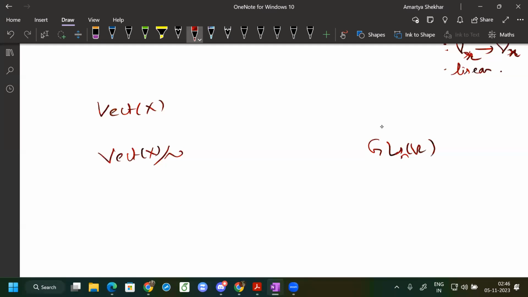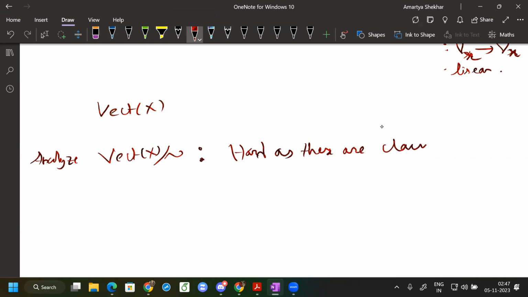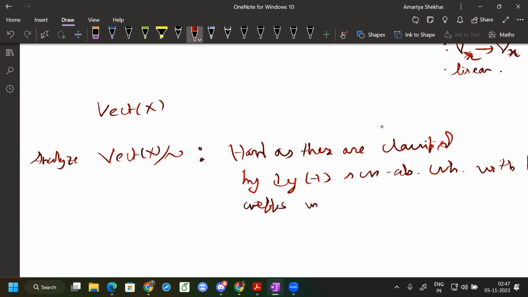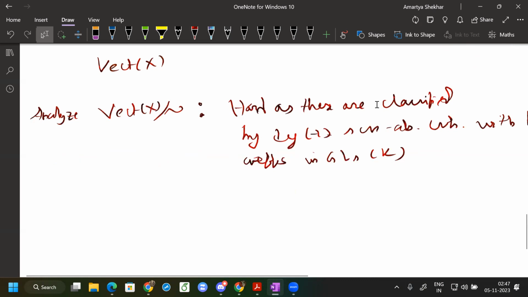Let me try to write it. So this is hard as these are classified by degree -1 non-abelian cohomology with coefficients in GL_n. That is why it is hard.